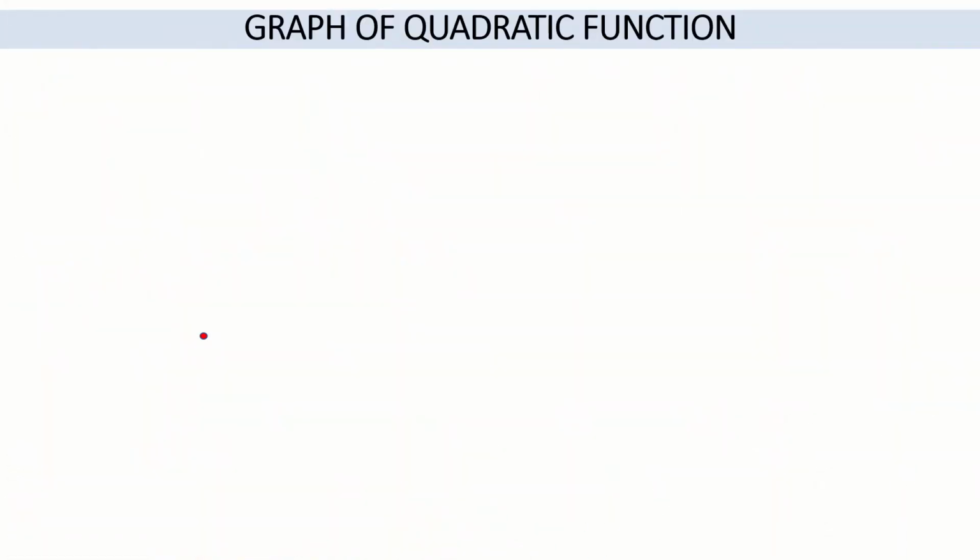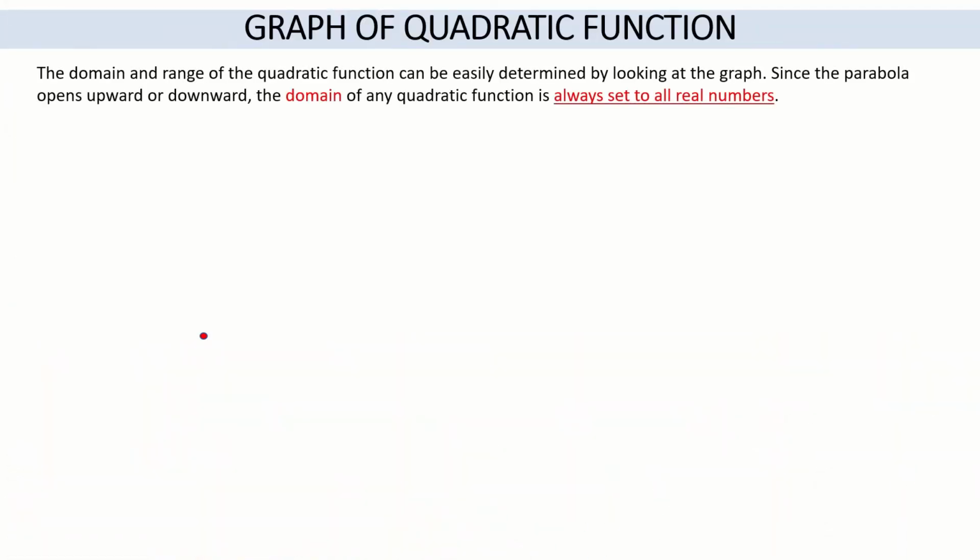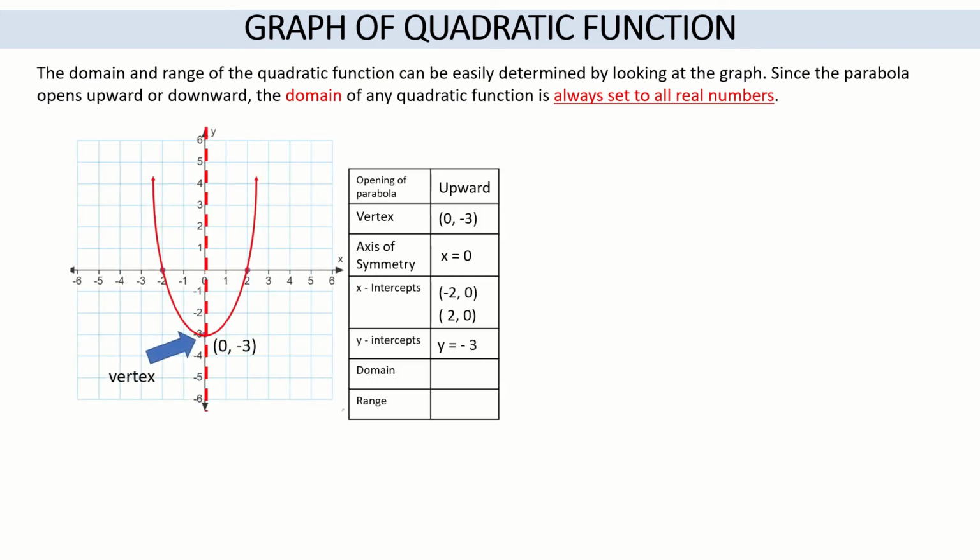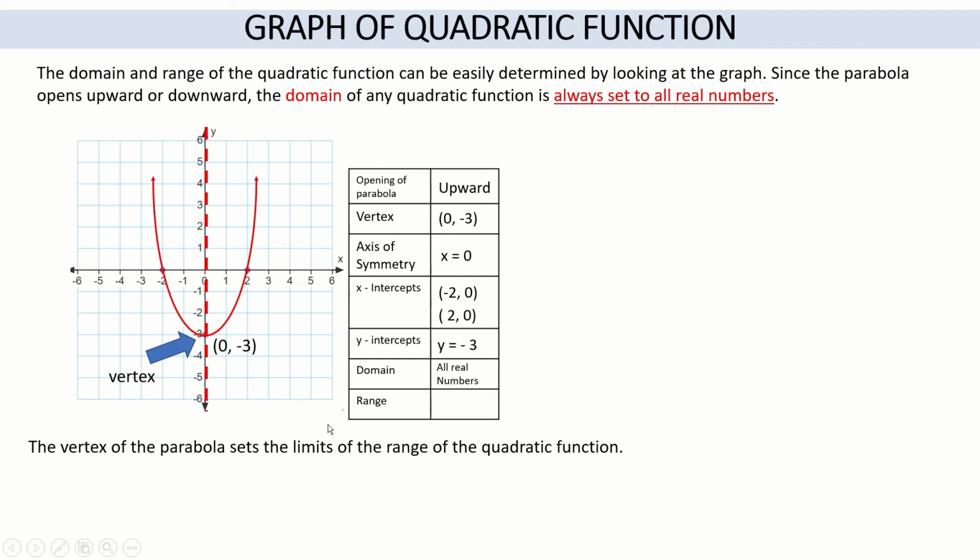Let's now talk about the domain and range of the quadratic function. The domain and range of the quadratic function can be easily determined by looking at the graph. Since the parabola opens upward or downward, the domain of any quadratic function is always all real numbers. In our previous example, the domain here is all real numbers because we can plug in any values of x in our quadratic function. The vertex of the parabola sets the limits of the range of the quadratic function.